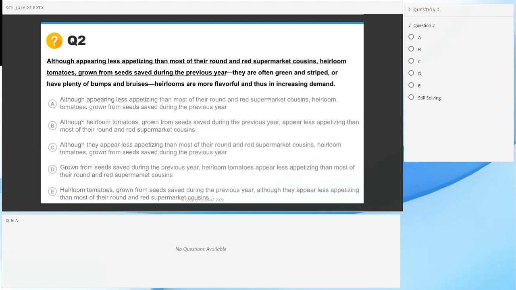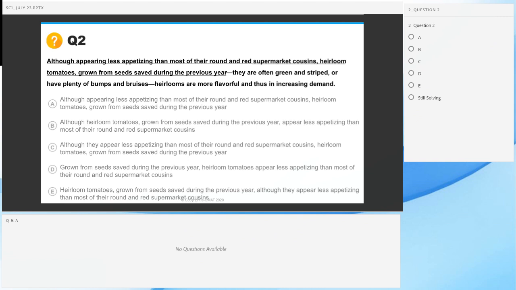All right, so I see more than 80% of the class is done solving this question. Sorry about that question. Let's make a selection here, and let's take care of this question. I really like this question.